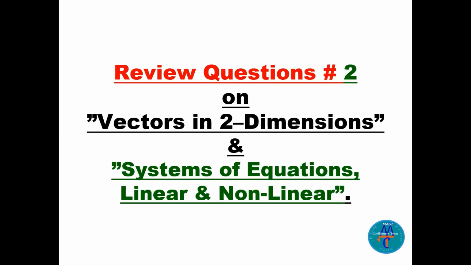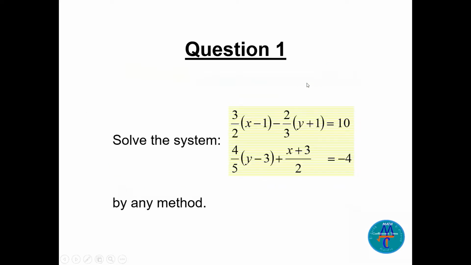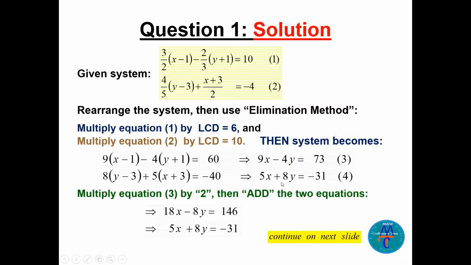This is review questions number 2 on vectors in 2 dimensions and systems of equations, linear and non-linear. Question number 1, solve the system by any method. This is a linear system, as you can see, but you have to rearrange it because we have so many fractions. Remember also here, we have x and y, there is y and x. Just be careful when you rearrange.